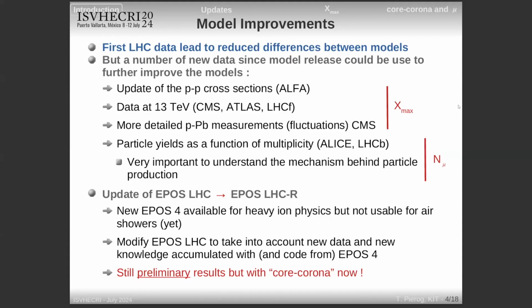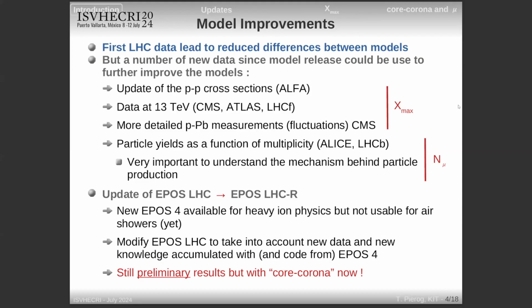So as I said, we go from EPOS LHC to EPOS LHC-R instead of going directly to EPOS 4, which has been public for 1 or 2 years. But the problem is that it's very slow, and it's also not technically possible to run it in air shower simulation yet. The goal is to be able to do that, but it still requires some work.